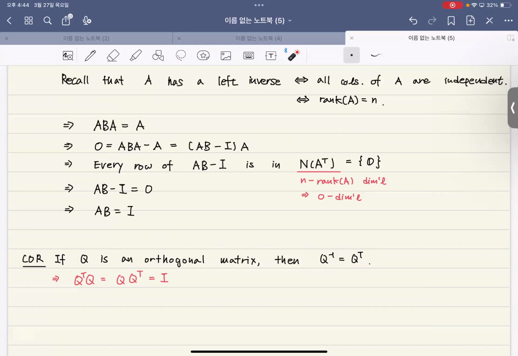Why is it so striking? Why is it so amazing to me? Because if you believe in this, not only Q transpose Q equals the identity, but Q times Q transpose is also the identity. In other words, Q transpose is also an orthogonal matrix. If Q is an orthogonal matrix, then Q transpose is also an orthogonal matrix. That means every column of Q transpose must be also a normal vector, which means every row of Q must be also a normal vector.